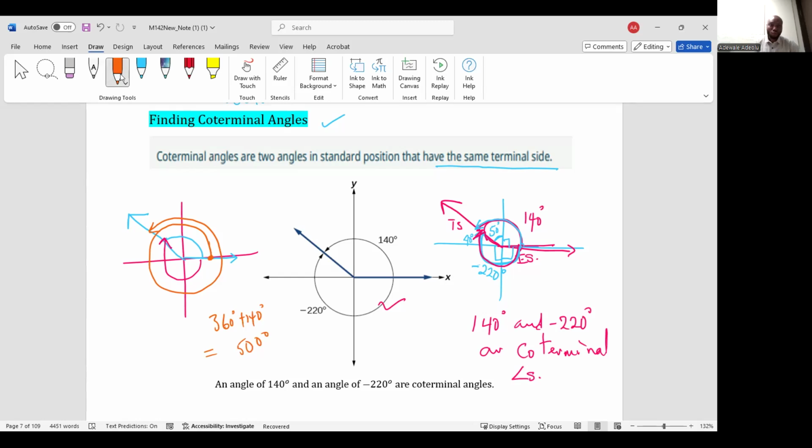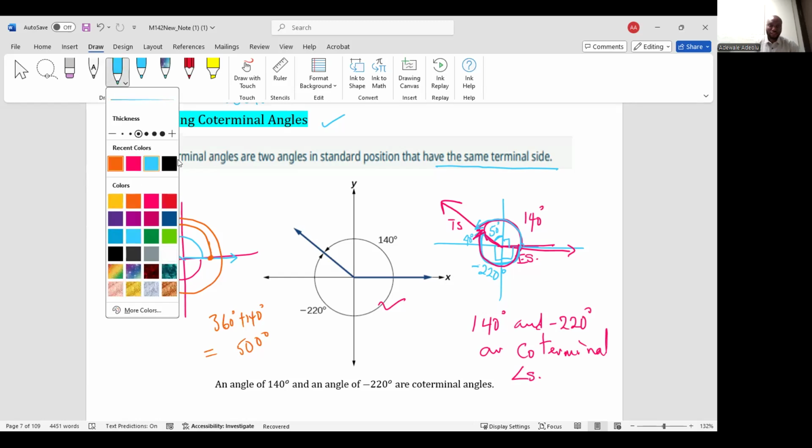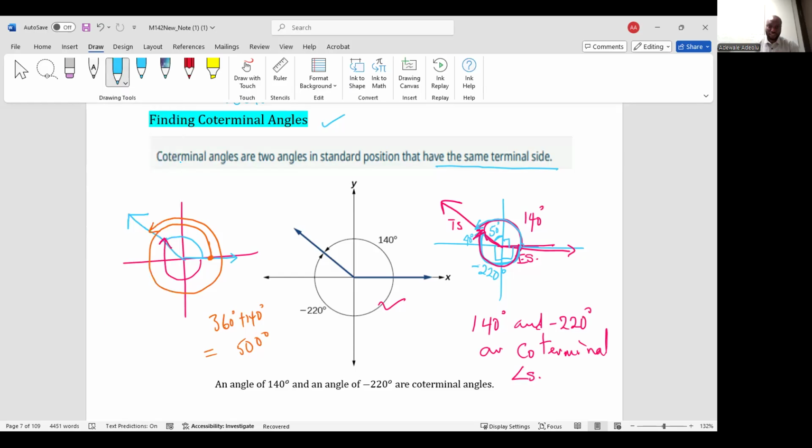And also, one question you can also ask is, what if it is the other way around? Well, I can also do something like this from here. Instead of stopping, I go again before I stop, right? So I have also found another angle that is coterminal with 140 degrees.